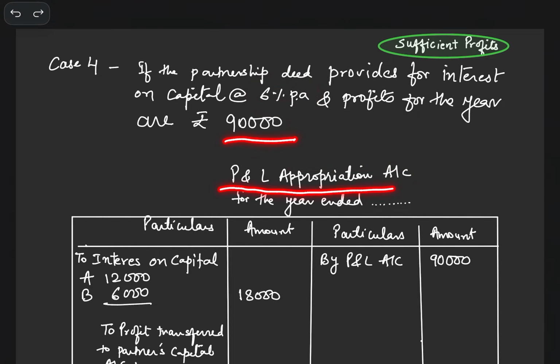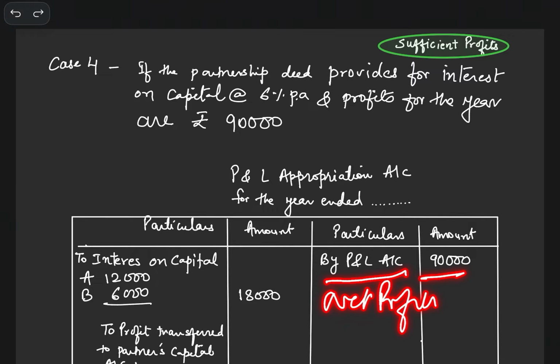That is to be calculated in the working note. So here in this question we have the profit, so we'll be making the profit and loss appropriation account, right? And when the profits are sufficient, then full interest is to be given. As per the rules, the full interest should be provided to the partners. So we're writing over here by profit and loss account, this is the net profit of the year. This 90,000 is being used to give the interest on capital, the full amount of interest on capital, to the partners, right?